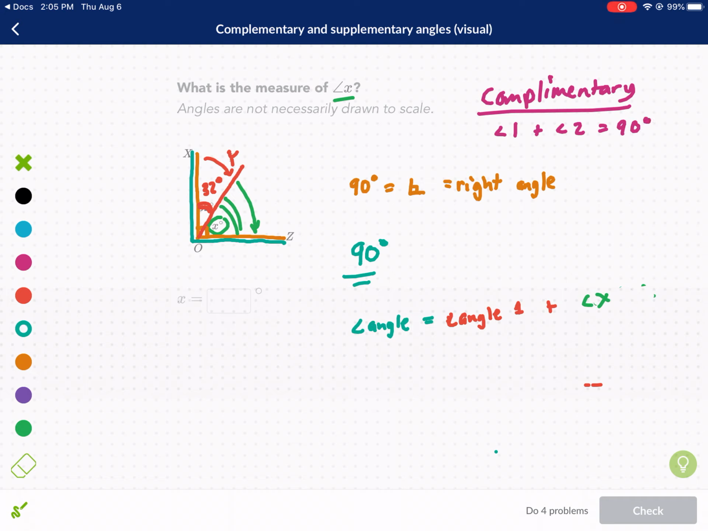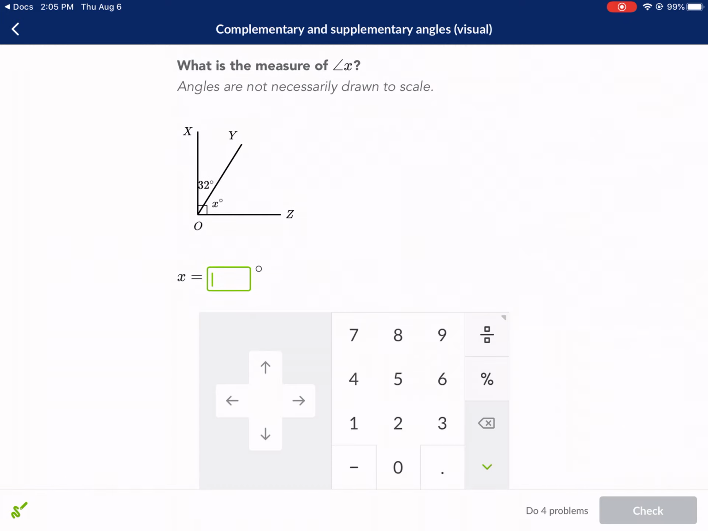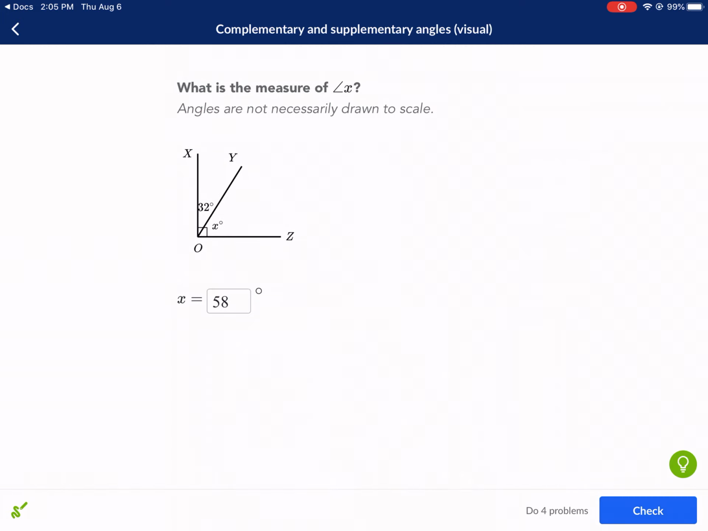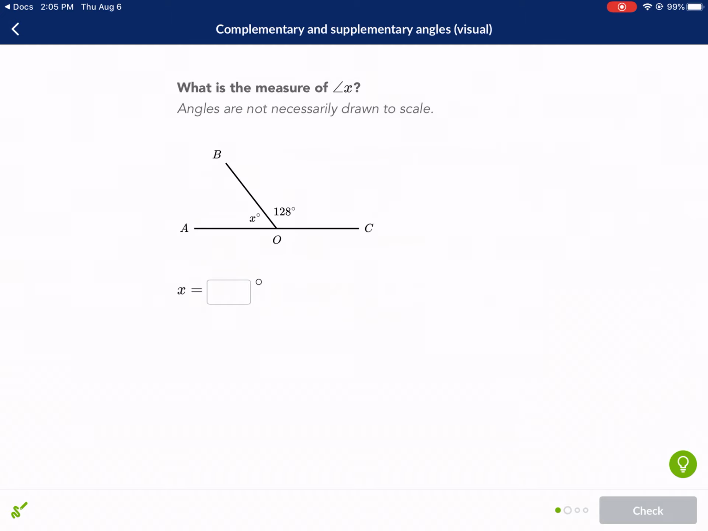Okay, so now let's just fill in our values. So we know that that teal angle is 90. It needs to equal the first angle, which is 32, plus our variable x. So we try to get x alone. We're going to subtract 32 from both sides. Upon doing so, we should get 58 degrees equals angle X. So let's go ahead and type in 58. X equals 58. Check it. Good. All right, on to the next one.